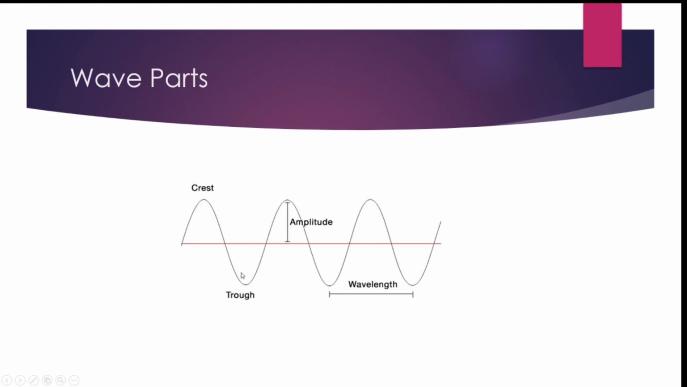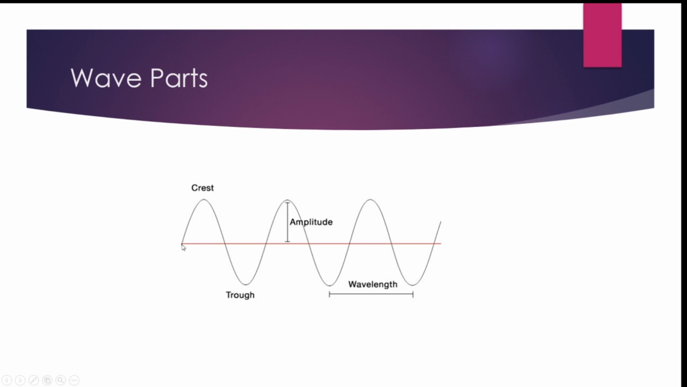All right, there's equal parts of the wave both above and below this line, and the amplitude is how far above this neutral position or midline the wave reaches. And then finally is the wavelength. This is the length of one full wave.